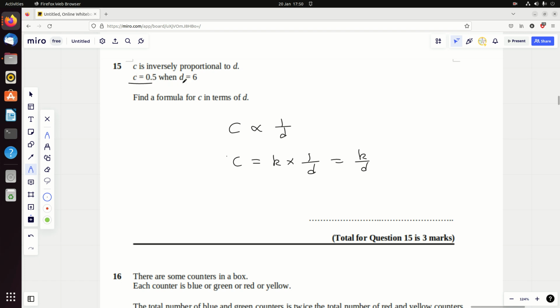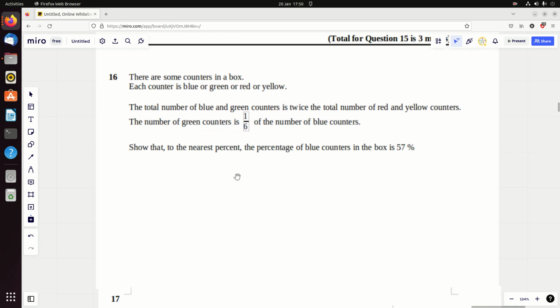Now we're just going to plug our values in to find that constant of proportionality, k. So if we use c equals k over d, just draw that nice and neat. We're going to plug in 0.5 equals k over 6. We're going to times 6 over there. 6 times a half is 3. So k is 3. So c equals 3 over d. Now just quickly have a look. Does this agree? Yeah, because when d is 6, c ends up being a half. Looks good. Next one.